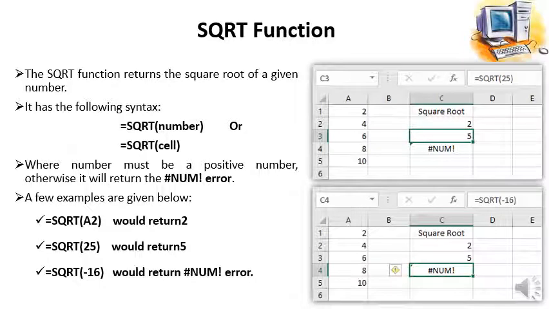In the same way, if you want to find out the square root of a negative number, that is minus 16 in this example, it would return the #NUM error. Here in this image you can see in the formula bar the expression that we have written, that is equal to SQRT, and we have input a negative number, so as a result we got the #NUM error. For a negative number, the square root cannot be calculated.